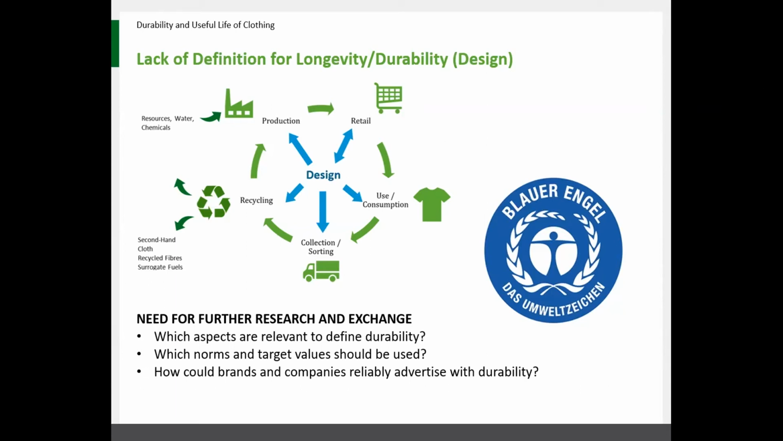And regarding norms, the Uber itself has the Blauer Engel, Blue Angel, which has the highest requirements for durability of all textile labels. And we are constantly developing the criteria further. For example, currently we're discussing criteria for repairability.